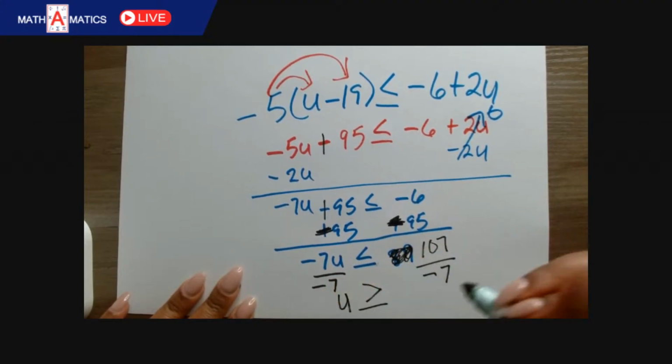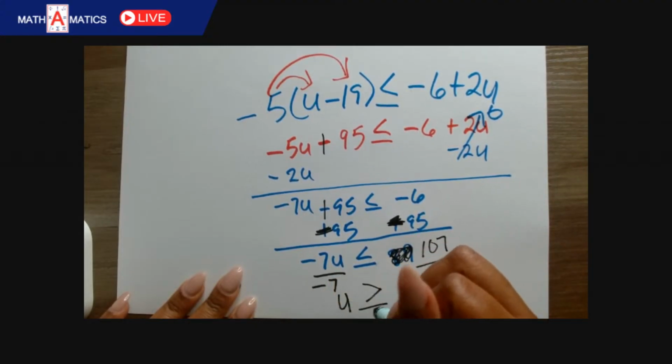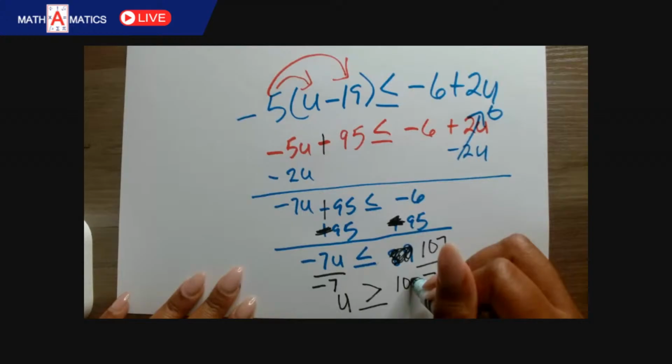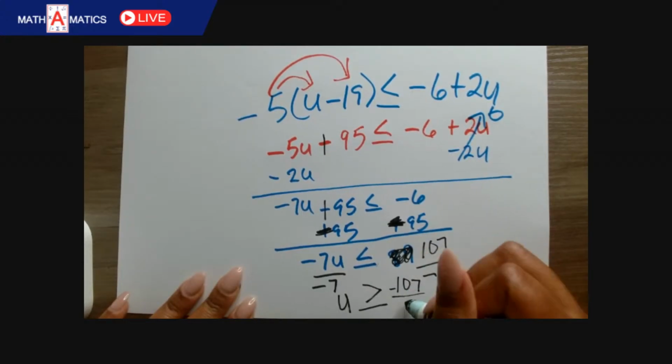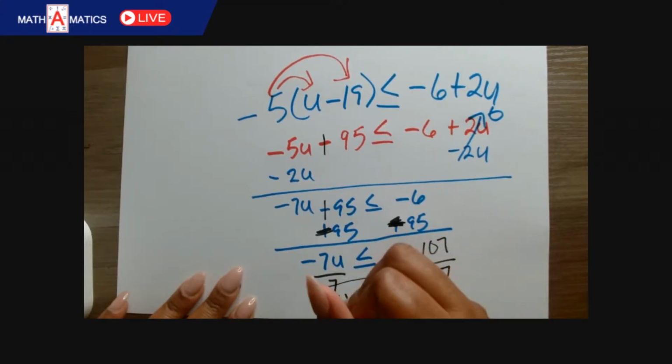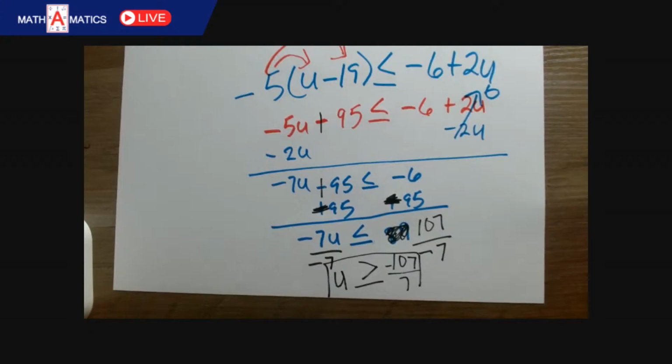So now u is greater than or equal to -107 over 7 as our answer. And so inequalities are just like solving equations. The only thing that changes is if you divide or multiply by a negative, you flip the sign.